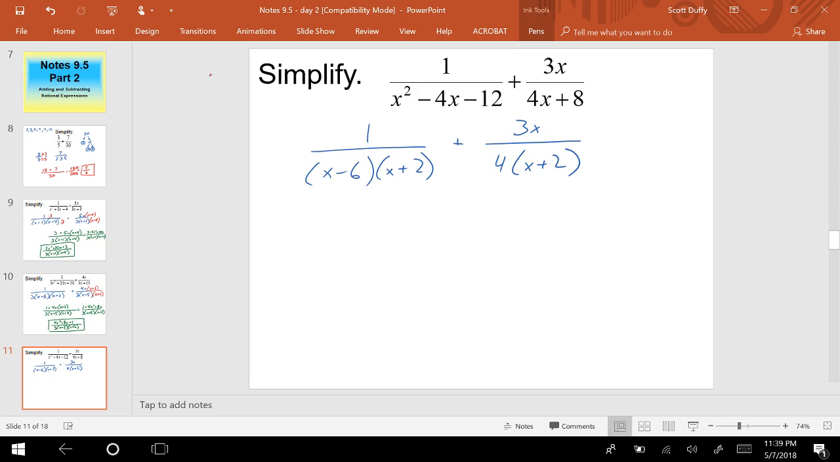Now we ask ourselves, what does the denominator on the left have that the denominator on the right doesn't? Well, they both have an x plus 2, but the denominator on the right is missing an x minus 6. So you multiply both the top by x minus 6 and the bottom by x minus 6. Now you look at this original denominator of the right and ask, what did that have that the denominator on the left didn't? Well, it has a 4. So you multiply both the top and the bottom by 4.